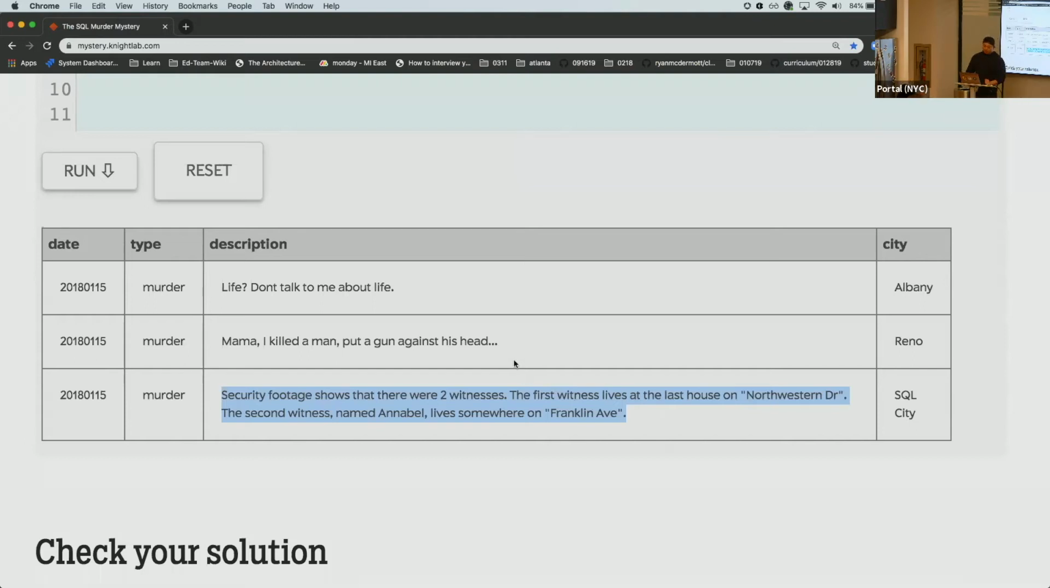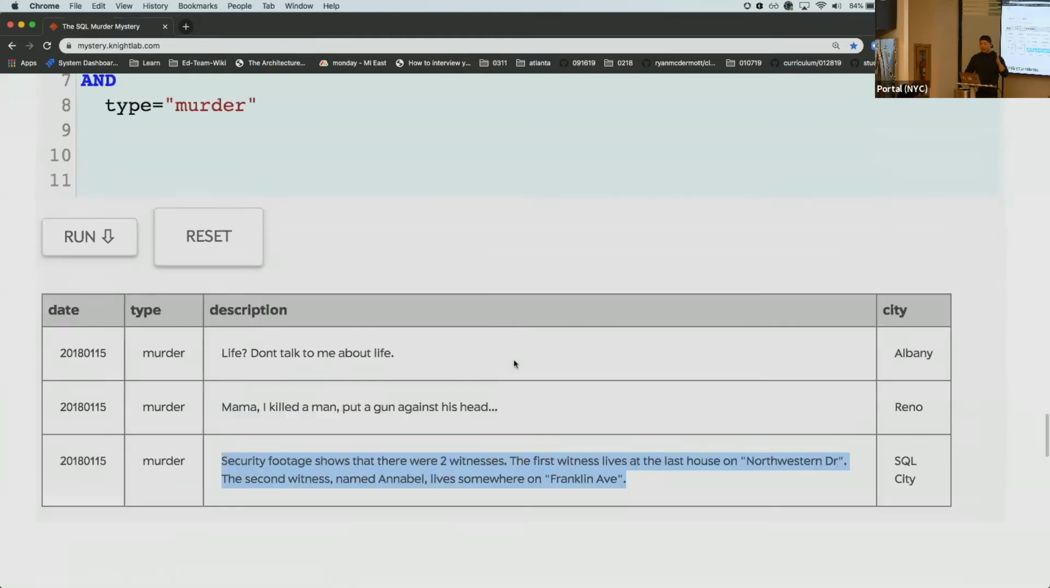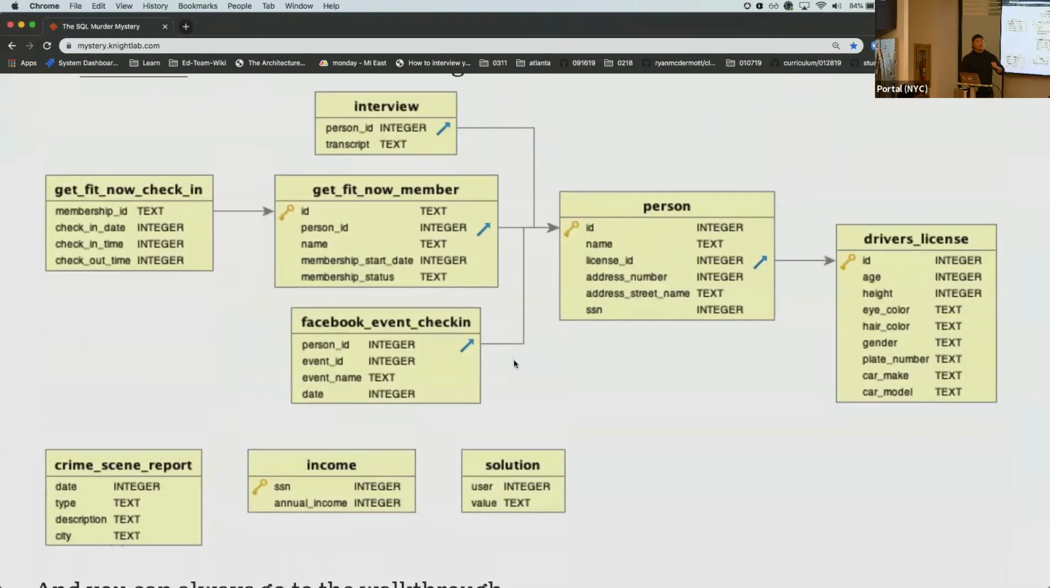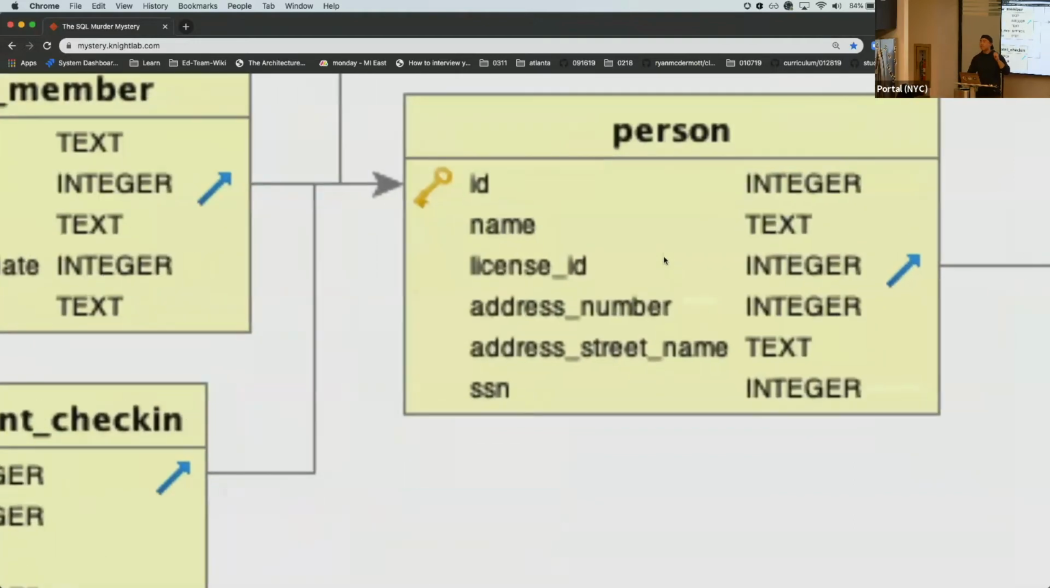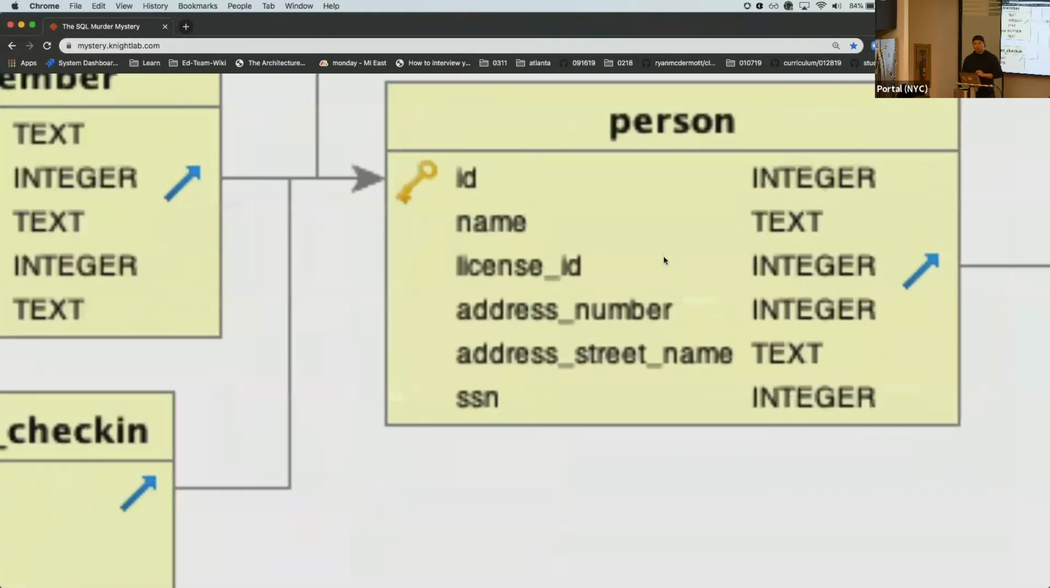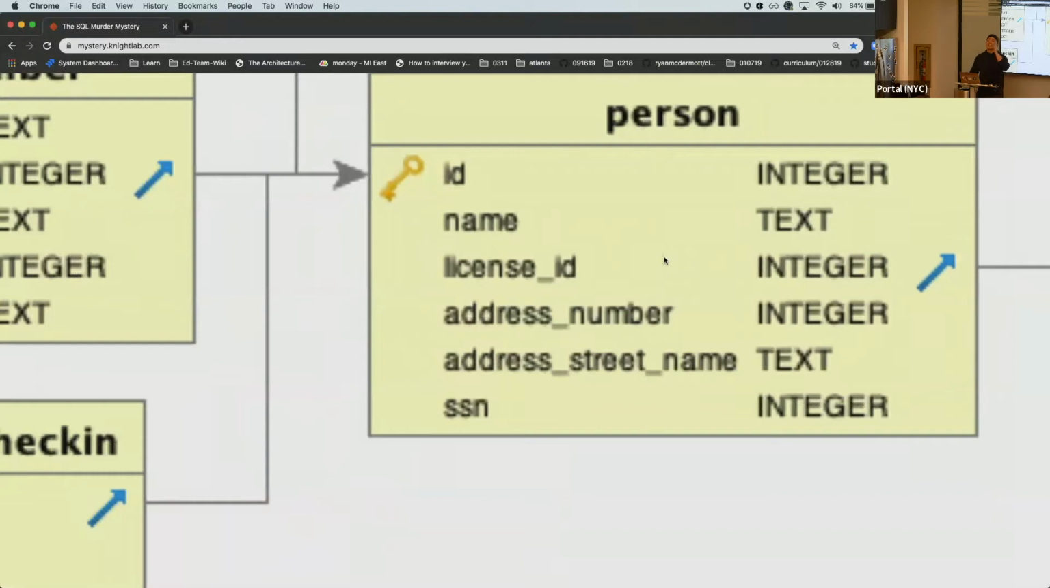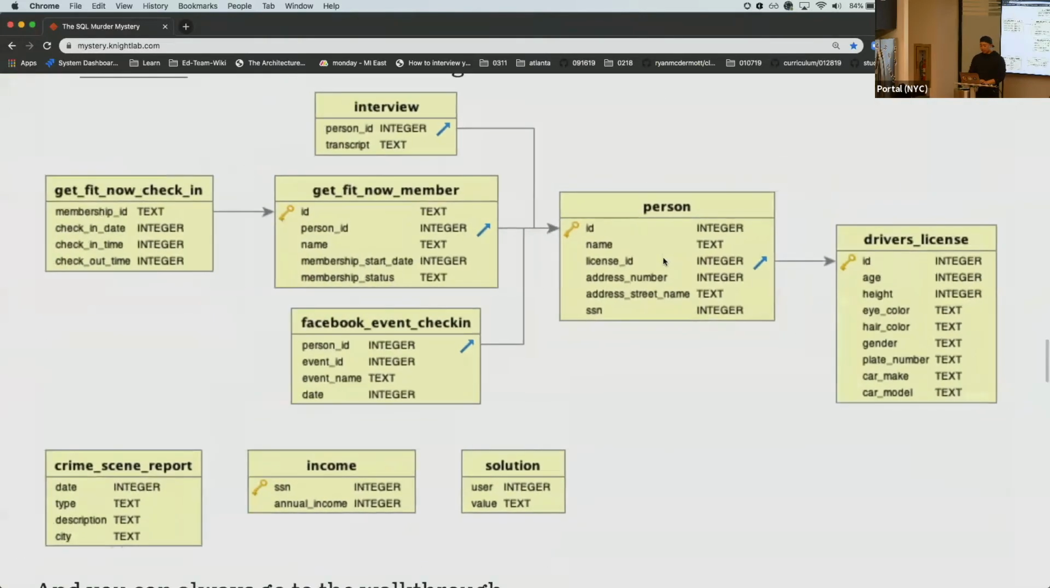All right, cool. Can you guys remember this? Two witnesses, right? Annabelle on Franklin, and then somewhere on Northwestern Drive. We have that information. Let's go back to the schema and figure out what potential table might have the information that we are looking for, right? We've got a name, we've got address number, we've got street name, and then I kind of lost steam there. That's all we have, right? No? Okay. All right, so let's actually get into this person table and let's figure out what's going on.